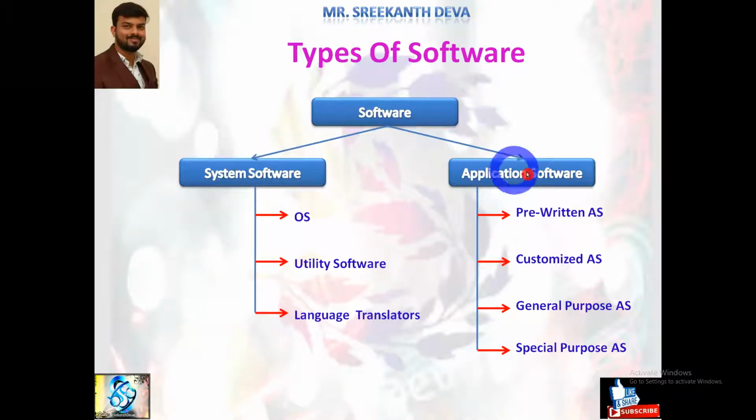Generally these softwares are categorized into two different types: system softwares and application softwares. System softwares are like operating system, utility softwares and language translators. Application softwares are again categorized into pre-written application softwares, customized application softwares, general purpose application softwares and special purpose application softwares. I will try to explain in detail in the coming sessions about different types of softwares like system software and application software.